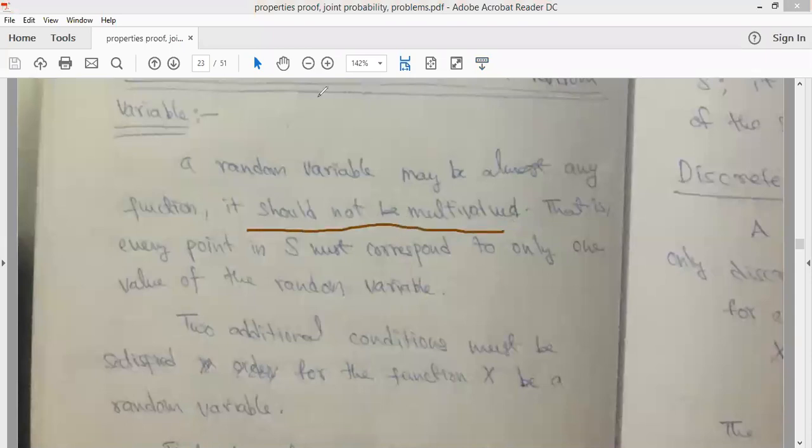For example, you take sine of x. You substitute any value for x, it has to give only one value. Then it is called single valued. For example, if you substitute any value here and it is giving two values, then it is called multi-valued.